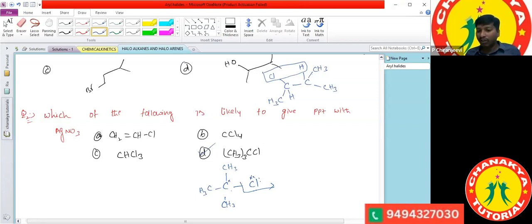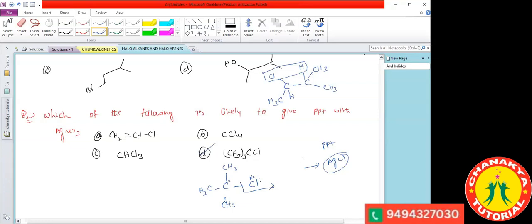The aqueous solution of this one, when treated with silver nitrate, forms AgCl, which gives a white precipitate. AgCl is going to be formed as the product. So what does the AgCl form here? It appears in the form of a white color precipitate. Have you got the clarity?